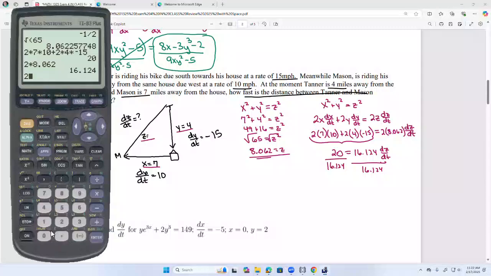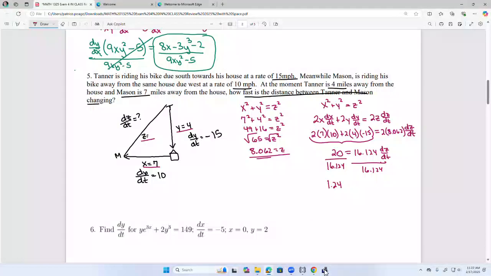Solving for dz/dt, I'm going to divide both sides by 16.124. And so I have 20 divided by 16.124, and I get 1.24. And so then I got to think about what I was doing here. I was finding how fast the distance between Tanner and Mason is changing. And since it's positive, the distance is increasing by 1.24 miles per hour.